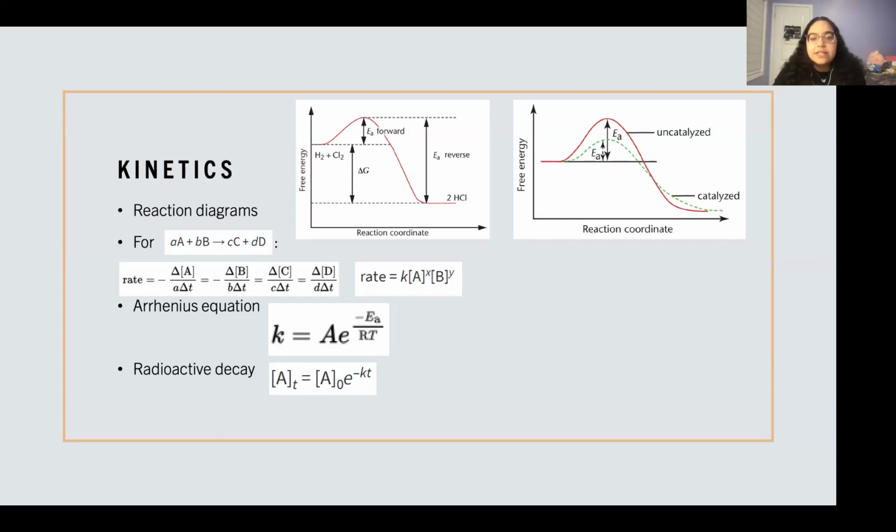And then for radioactive decay, the concentration of something at a certain time would be the initial concentration times the exponential of the negative rate constant times time. So that's another equation that's good to know if you get a radioactive decay question. More about radioactive decay will come up in like the physics reviews in terms of like alpha and beta particles and such.